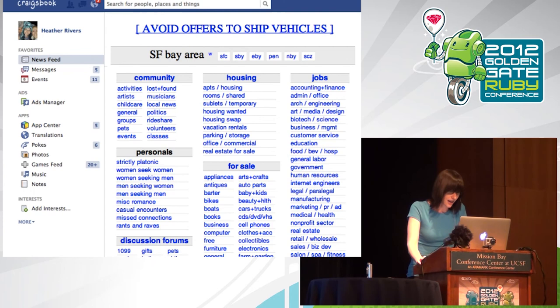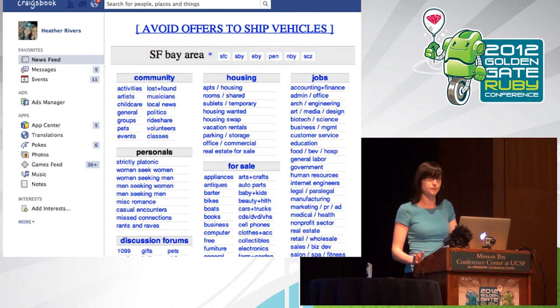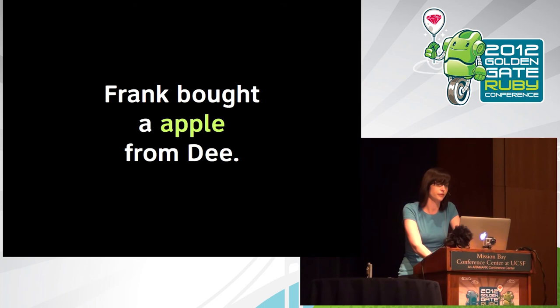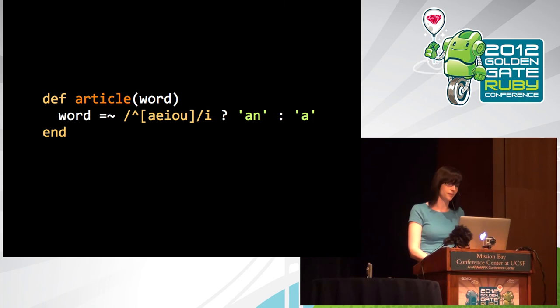Let's say you start off letting people sell a small number of predetermined items. So you might display something like this in your activity feed. This format won't always be grammatical, because in English, articles can be either "a" or "an," depending on context. So yeah, that's no good. So you might start to try to solve this by writing a method that detects whether the word begins with a vowel. But this actually won't work either, because there are just tons of exceptions to that rule.